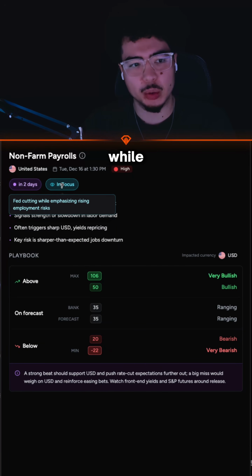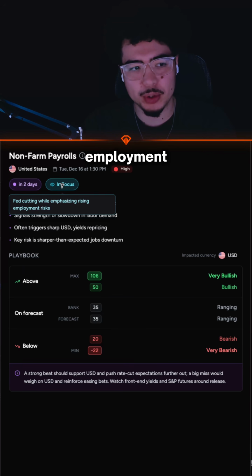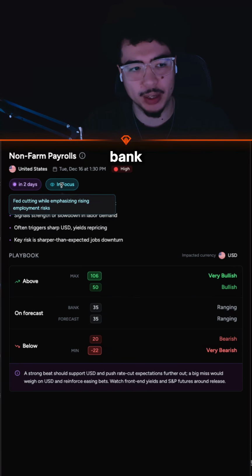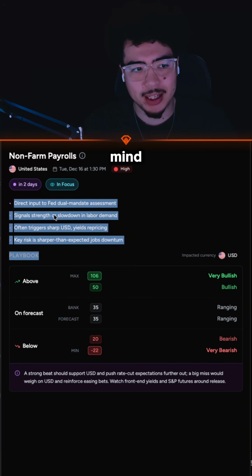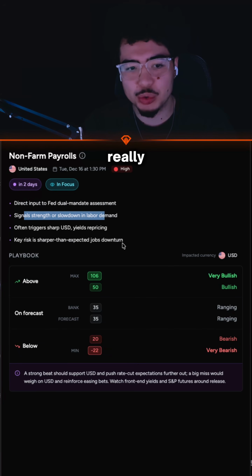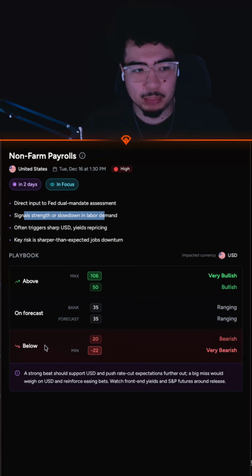So the Fed is cutting while emphasizing rising employment risks. So we already know the context of NFP within the central bank. We have some bullet points here to keep in mind, like direct input to Fed dual mandate assessment, signals strength or slowdown in labor demand. But what's really cool is the above and below.